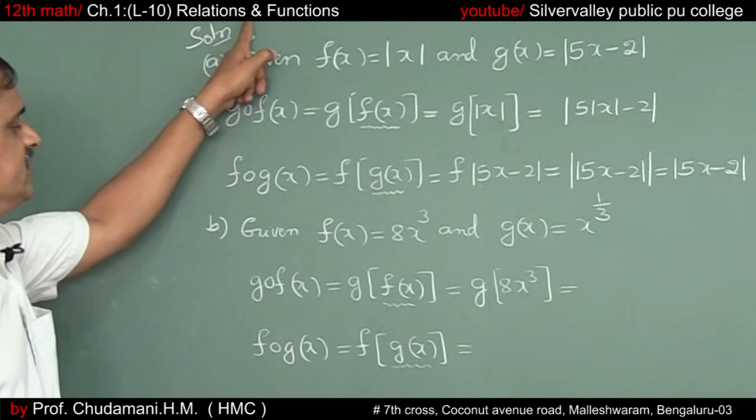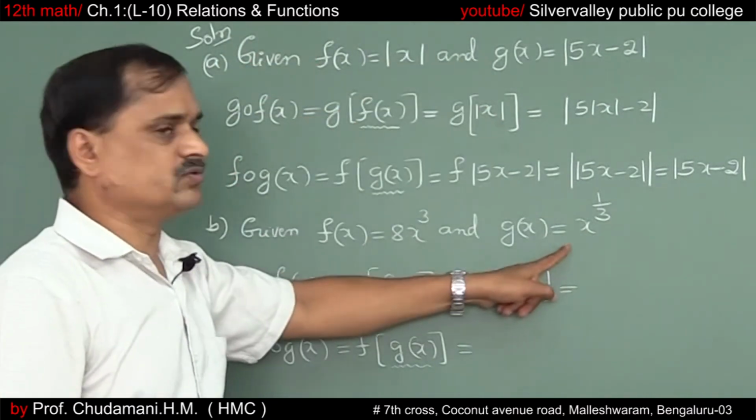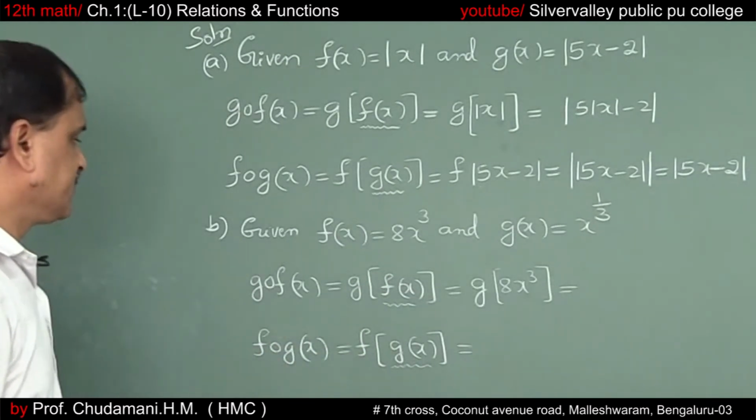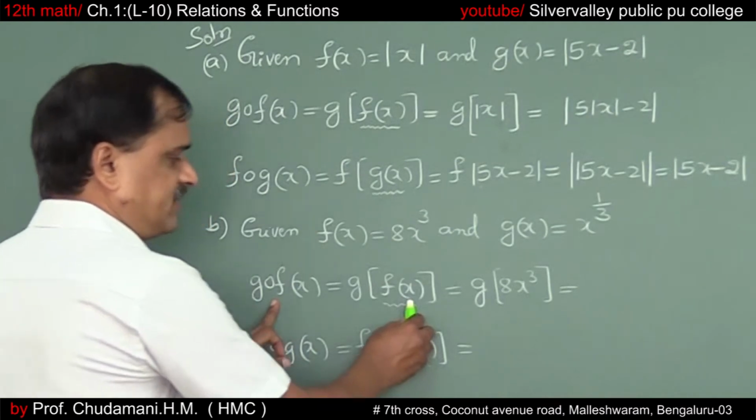Second case, given f of x equals 8x cube and g of x equals x to the power of 1 by 3. Let us find gf of x, that is g of f of x.